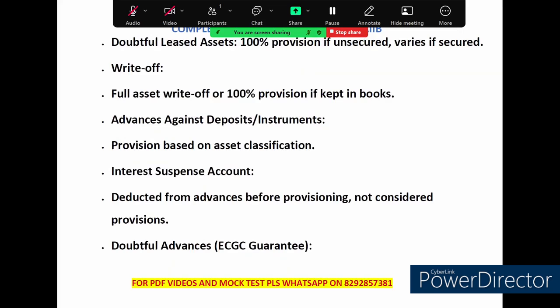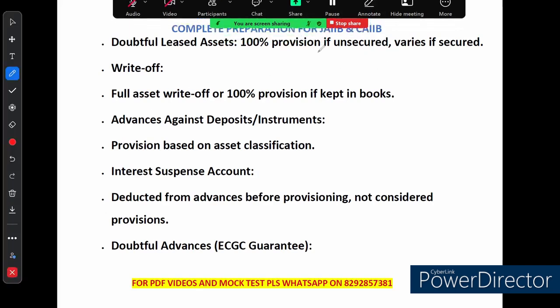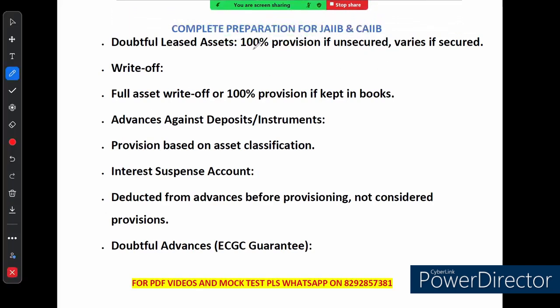Now let's see about doubtful assets. So if we talk about the doubtful advance, doubtful lease asset, and some other key points. For a doubtful lease asset, if there is no security backing the loan, the bank must make 100% provisioning. So 100% provisioning in case of a doubtful lease asset, right? And the second thing is that if the asset is secured, in that case, the amount the bank sets aside will depend on the value of the security. So how much security is there, on the basis of that the value is decided, right?